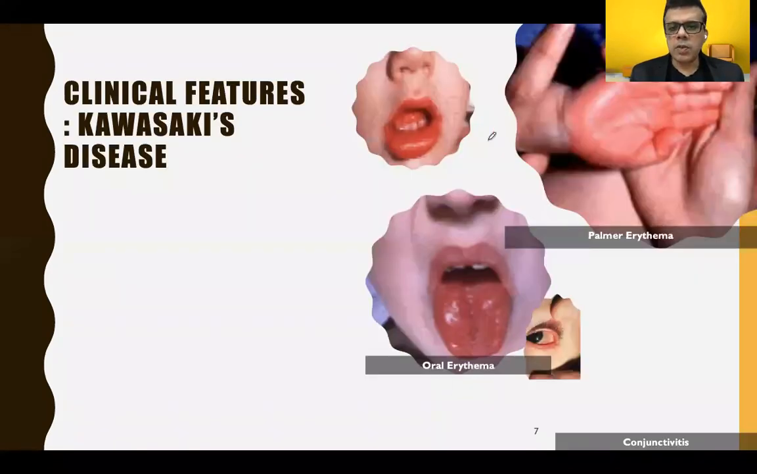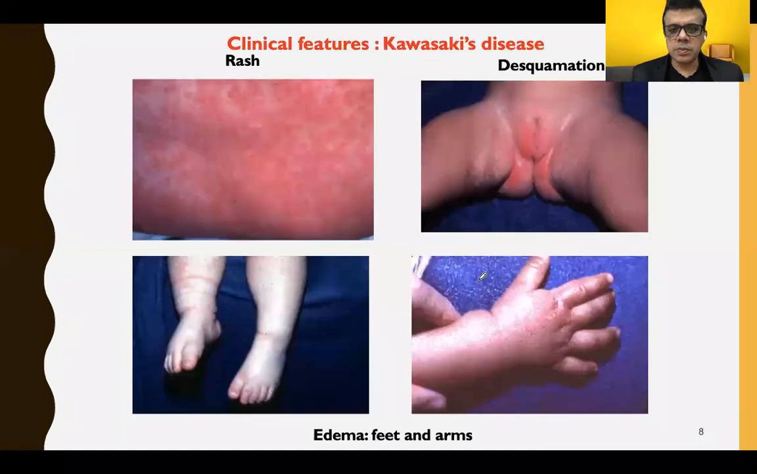Clinical features include erythema of oral cavity, palmar erythema, and conjunctivitis. These are the important clinical features of Kawasaki disease. Rash on the trunk may be seen, desquamation or peeling of the skin is seen, edema of the foot and arm may also be prominent features.